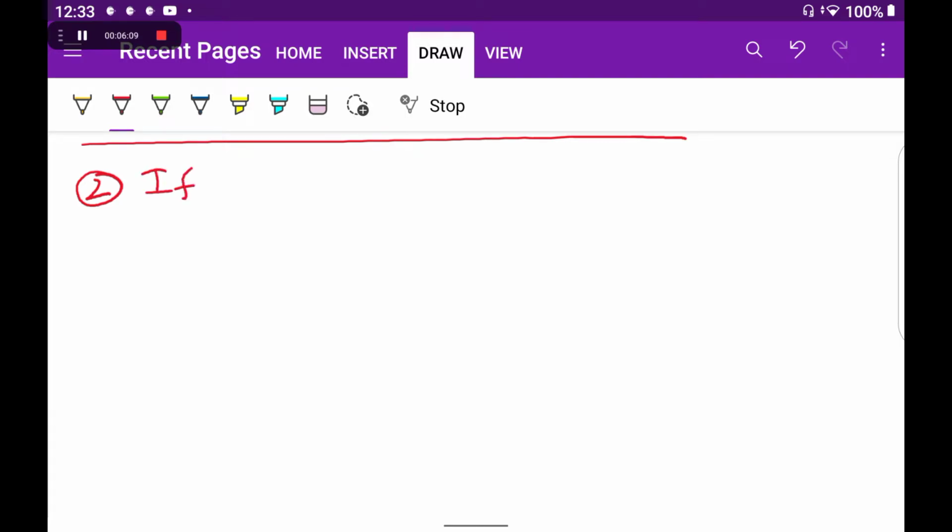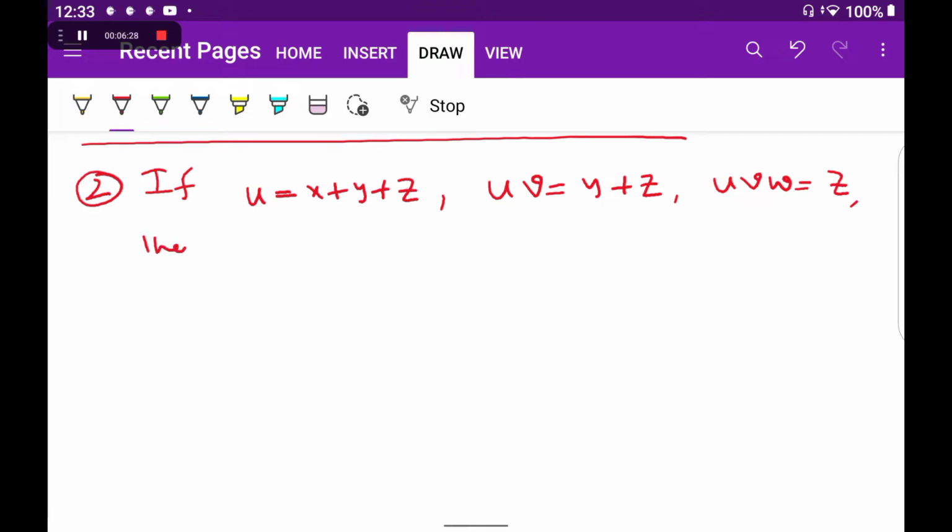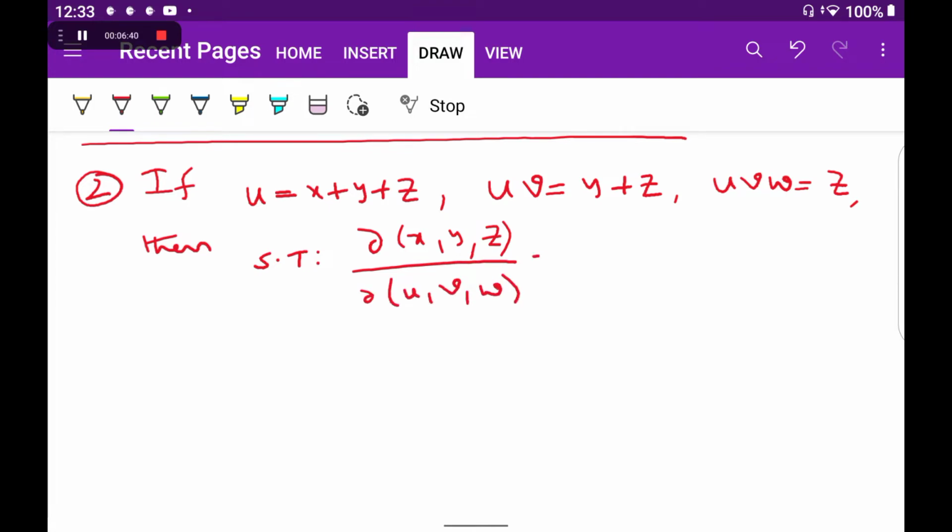if u equal to x plus y plus z, uv equal to y plus z, uvw equal to z, then show that dou xyz by dou uvw equal to u square v.